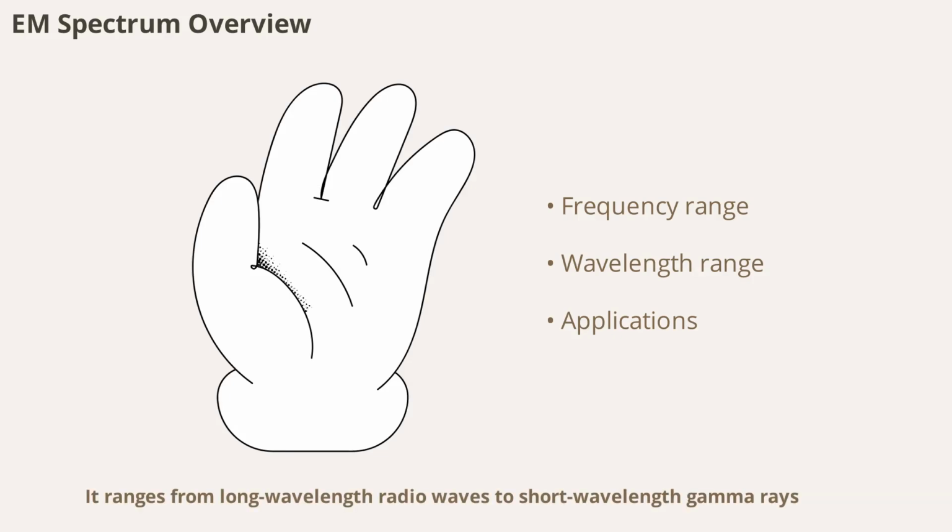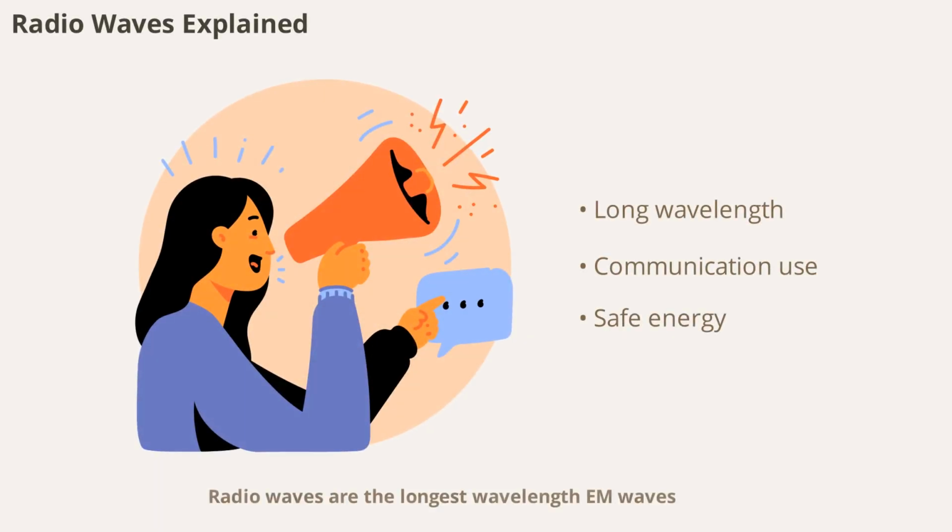The electromagnetic spectrum encompasses all types of EM waves, arranged by frequency or wavelength. It ranges from long-wavelength radio waves to short-wavelength gamma rays. Each region of the spectrum has unique properties and uses, from communication to medical imaging. Understanding the spectrum helps us harness different types of EM waves for specific applications, making it a vital concept in science and technology.